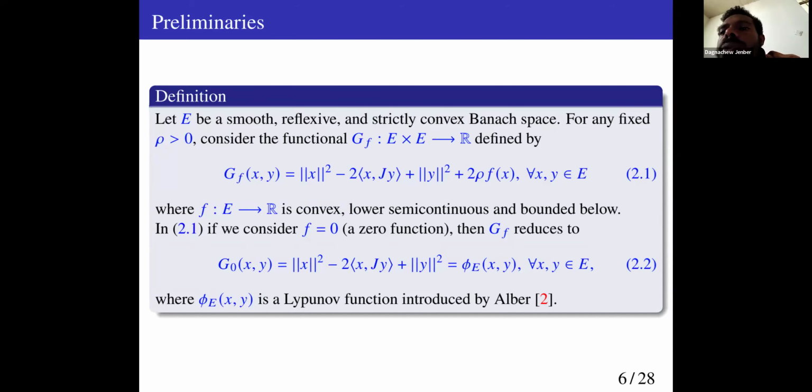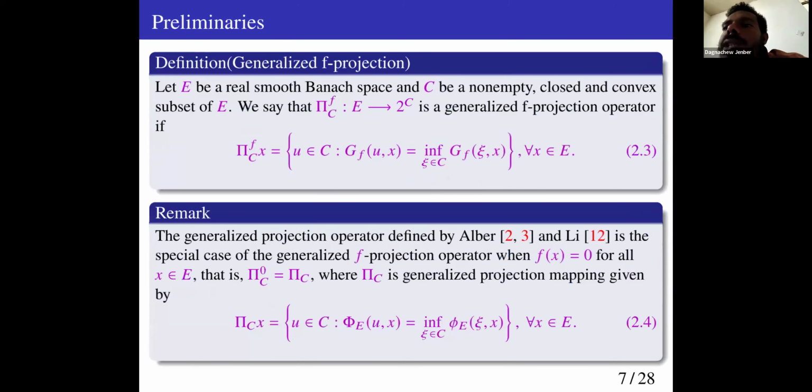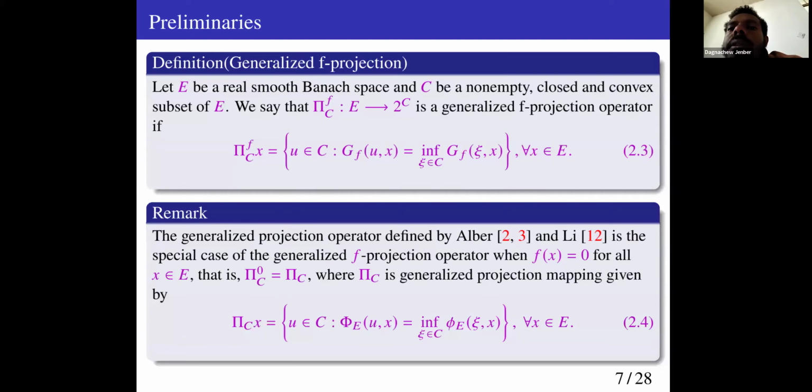2.1 reduces to the well-known Lyapunov function, which was introduced by Alber. And this is 2.3, just the definition of the generalized F projection mapping. And 2.3 reduces to the well-known generalized projection mapping when F is equal to 0. And it was introduced by Alber and Lee.